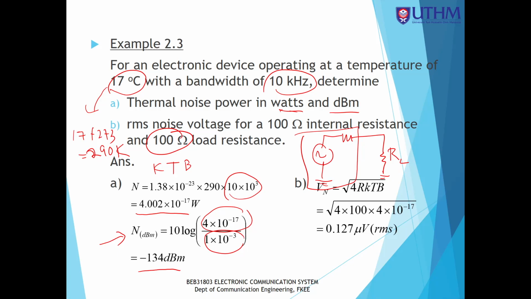So the RMS noise voltage at the load is equal to the square root of 4RKTB: the square root of 4 multiplied by R, which is 100 ohm for the load resistance, multiplied by KTB. KTB we got as 4.002 times 10 to the power of minus 17. So we get 0.127 microvolt in RMS.